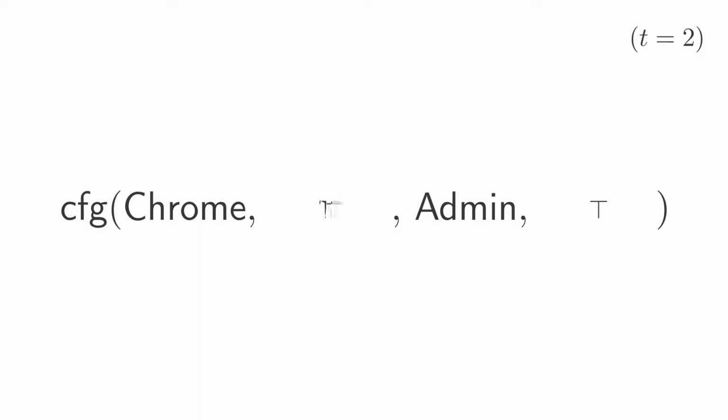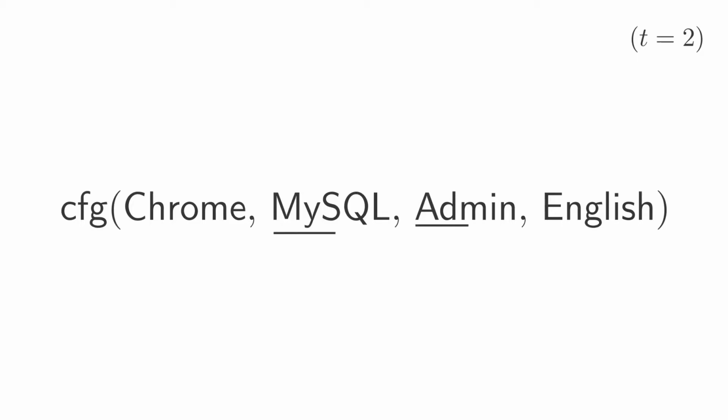If we choose MySQL for the database and English for the language, we not only test that two-way combination, but also the combination of MySQL and admin, English with Chrome, etc. By focusing on two-way combinations instead of the full four-way ones, we can see that any given configuration actually tests a lot of different behaviors.